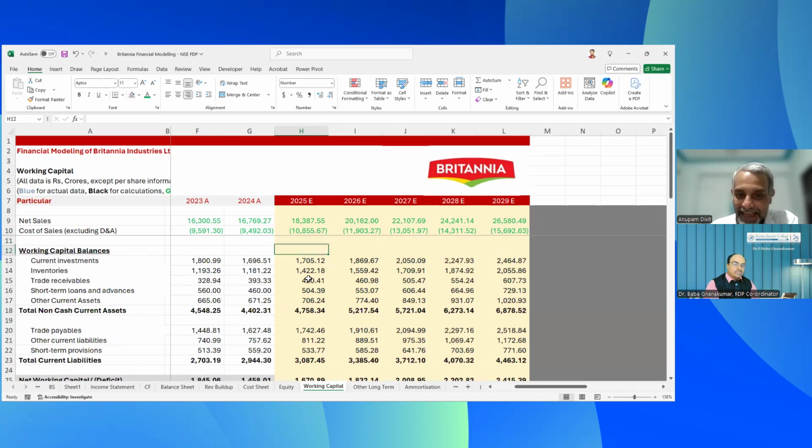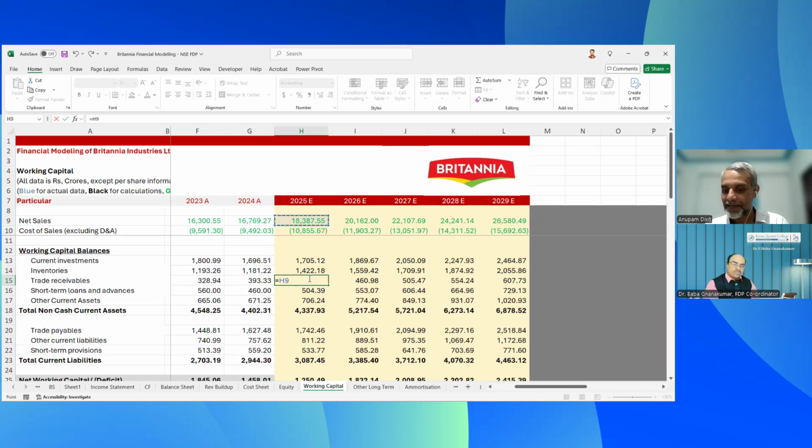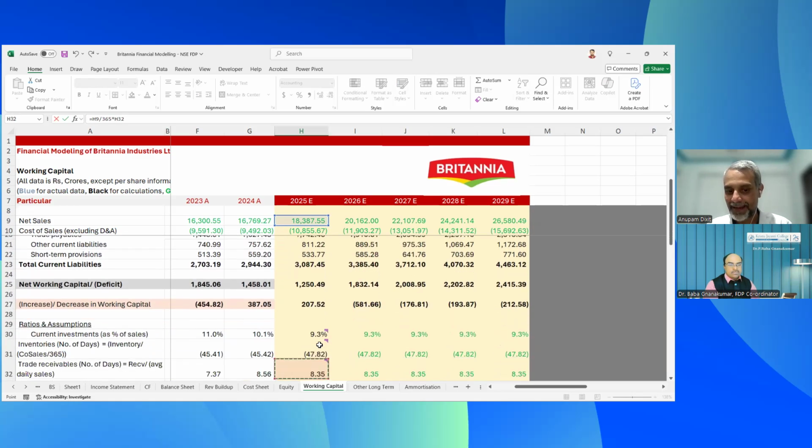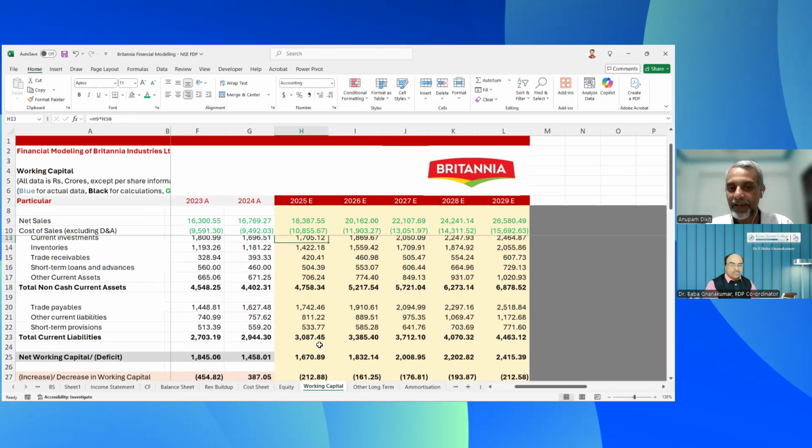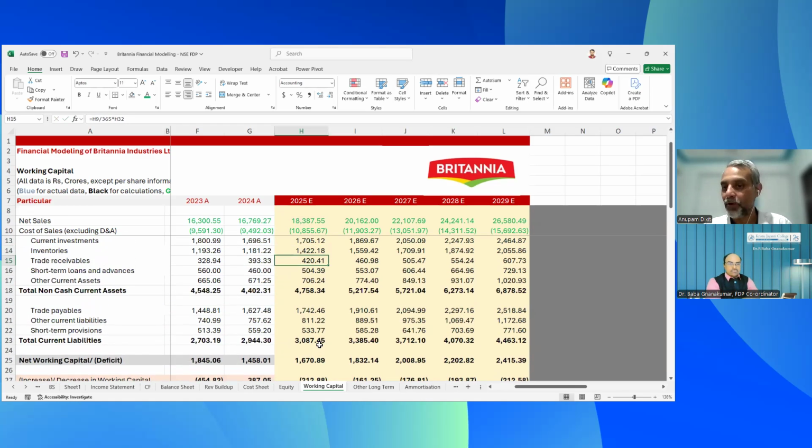So let's come to this cell here. Let's remove this value here. So how do we calculate this? Trade receivable, I know, is 8 days of my sales. So I go up, go to sales divided by 365. So I now know the daily sales, and then I multiply it with the number of days of receivable that I have calculated here, which is 8.35, and I enter it. I figure out my trade receivable is 420.41.